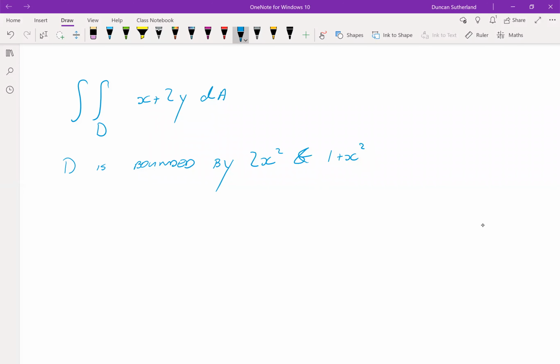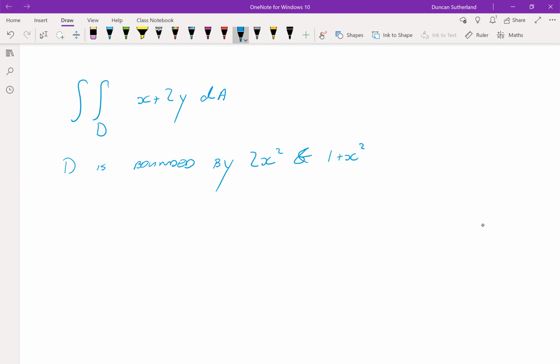Alrighty, let's have a look at this double integral. Now it's a bit different to the previous ones we've looked at because the region of integration is just specified as D and the area element is specified as A. Now, of course, we're going to adopt Cartesian coordinates, but we do want to work out what the best order in which to do this integral is.